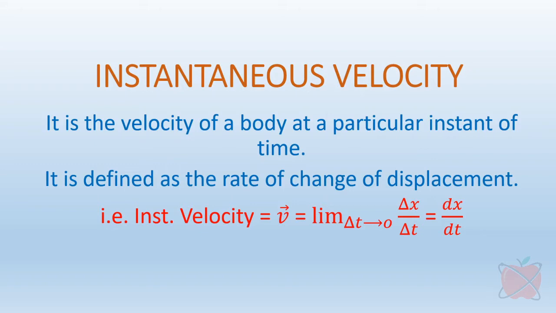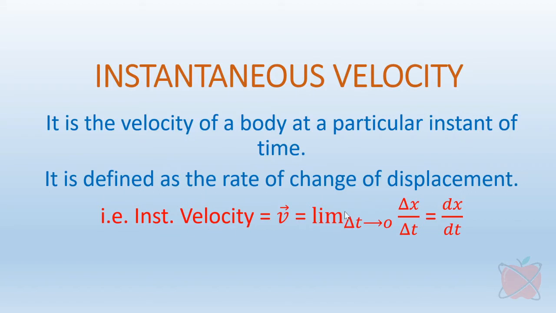Unlike the average, where you take a particular time interval and find the average speed, this is at a specific time. What is the speed of the body at that instant? That gives the instantaneous speed. Similarly, the instantaneous velocity is the velocity of a body at that particular instant of time. It is defined as the rate of change of displacement, and it is given by this.